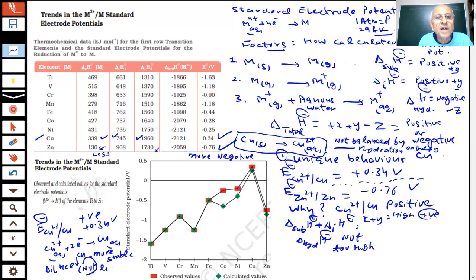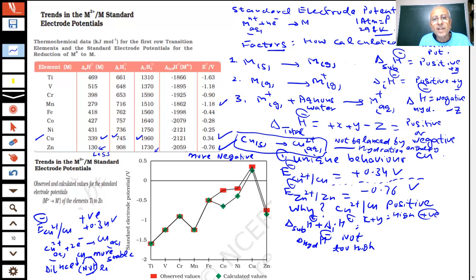Similarly, let me see manganese also. You see manganese has a very high negative value here, minus 1.18. So they are more negative than expected. There is something related to the extra stability of the configuration, students. Extra stability which is related to the configurations. And in general, when I am talking of these oxidation states or these values.